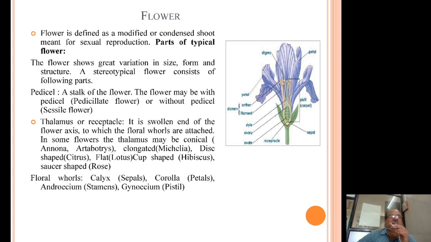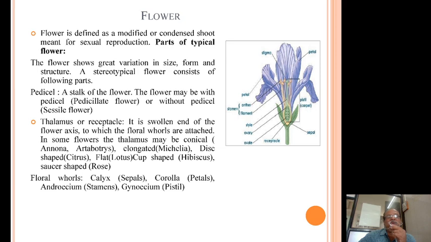So if you look at annona flower, you have a conical thalamus. So normally we don't have a habit of looking at annona flower, but you might have eaten an annona fruit. At that time, if it is with the stalk, you remove the stalk fully, then you will observe a conical structure like the inverted cone of an ice cream. So that is your conical thalamus. Or similarly in Michelia, the Sonchafa, you have an elongated thalamus. Or in case of citrus, lemon, you have a disc-shaped thalamus.